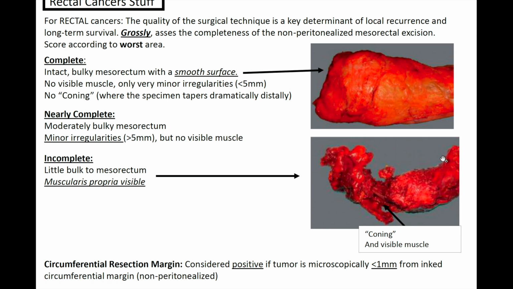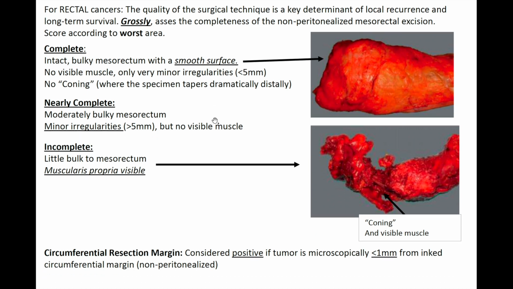And sometimes with these tumors, it's really not the surgeon's fault. A lot of it just depends on how the tumor is growing within the patient, and we're all just doing the best we can to get it out of them and give the patient the best care possible. But sometimes the specimens come out looking different than others. So the circumferential resection margin is considered positive if the tumor is microscopically less than 1 millimeter from the inked circumferential margin, or the non-peritonealized surface.